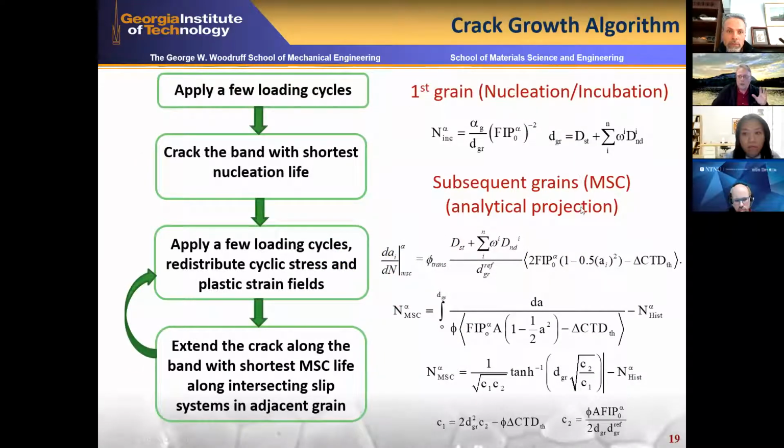And so I'll not go through the details, but using an incubation law that depends on the FIP, sort of a la Coffin-Manson relation applied at the damage process zone size, we can then apply a few loading cycles, determine the FIPs after shakedown, after cyclic elastic plastic shakedown, compute the band with the shortest nucleation life. Then we grow the crack across that grain using these analytical relations. We then compute a few cycles to shake down and redistribute the cyclic plastic stress and strain fields, and then extend over the next grain, et cetera, up to 30, 40, 50 grains of extension.